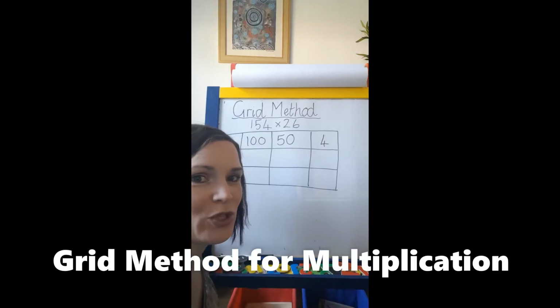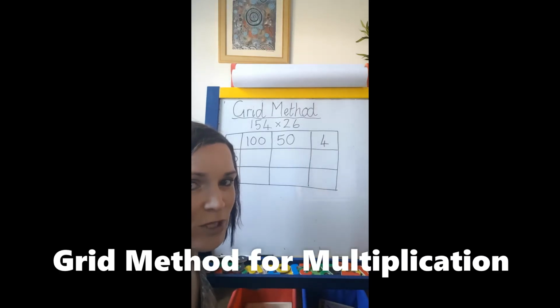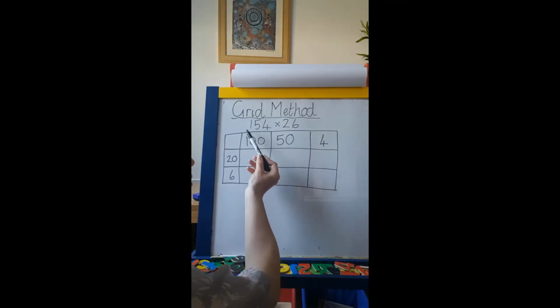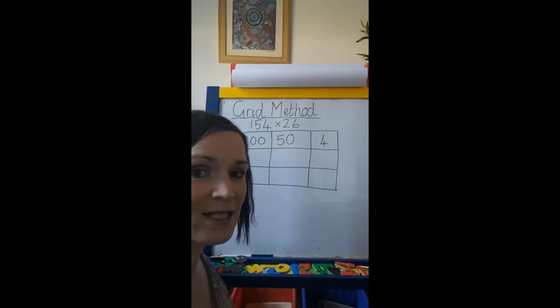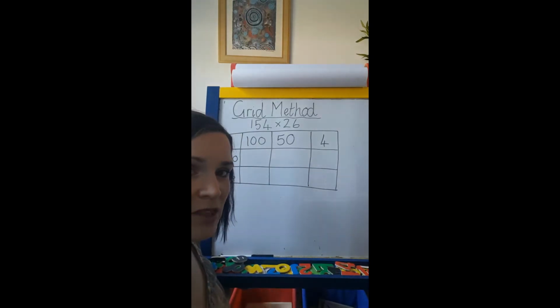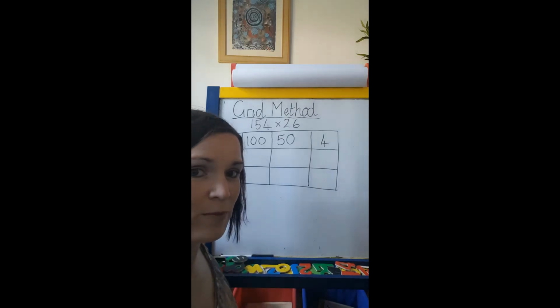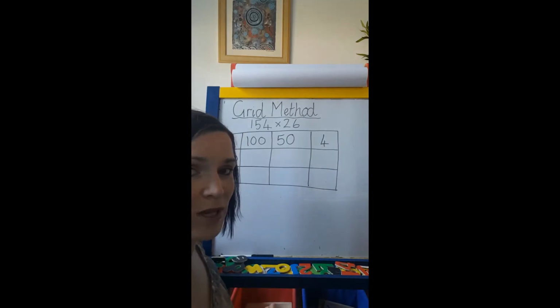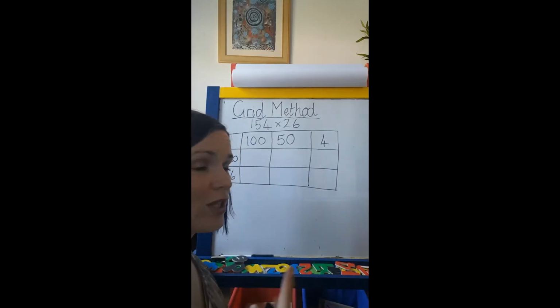There, I'm now going to show you how to use the grid method for multiplication of larger numbers. So here we've got the same question, 154 times 26, that I've explained in the long multiplication video as well. The grid method is just another way of doing it, and it breaks it down. What I always say about maths is that you learn all these different ways of doing it and then you choose the method that suits you the best. So this is the grid method.